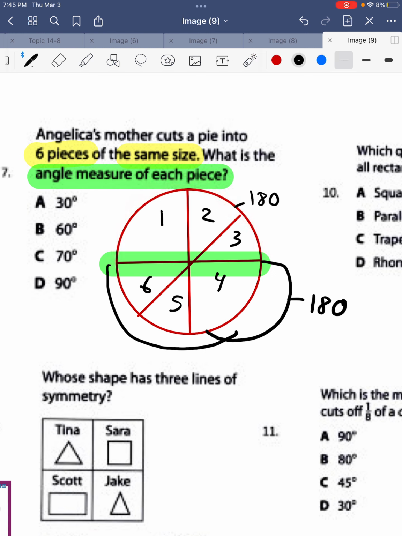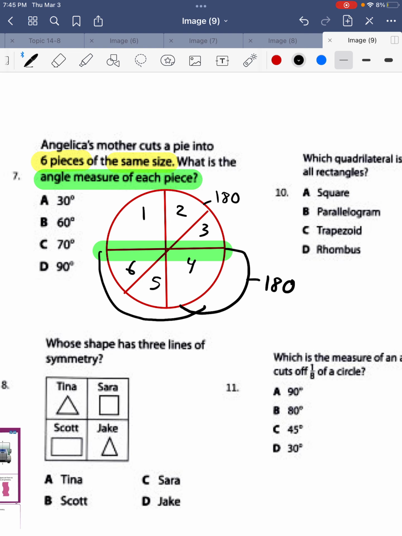Okay. So now I want to see, what if I put the two halves together? What does the whole circle make? I'm going to do that over here. I'm going to put 180 plus 180, and I'm going to add them. 0 plus 0 is 0. 8 plus 8 is 16. Carry my 1. Drop my 6. 1 plus 1 plus 1 is 3. I get 360. So this whole circle measures 360.